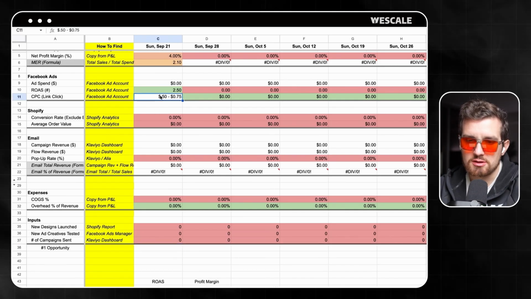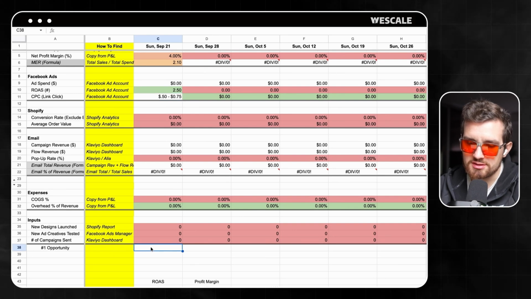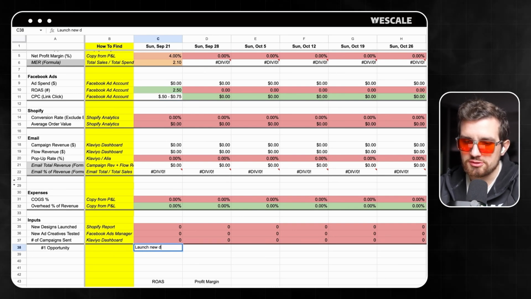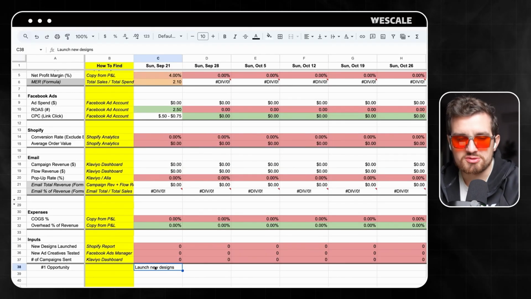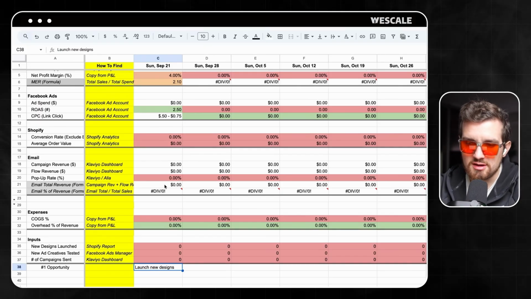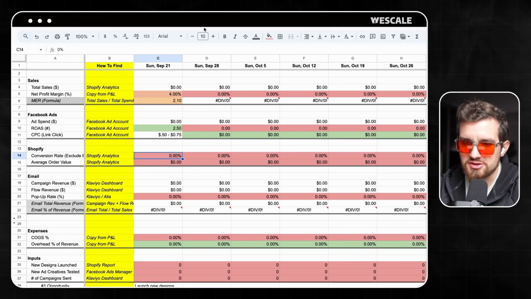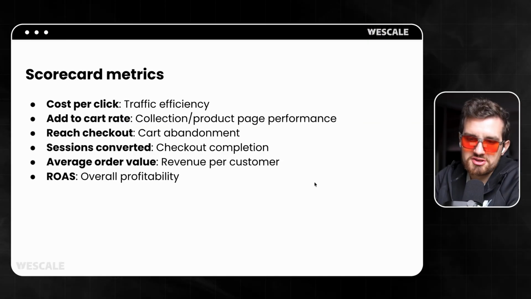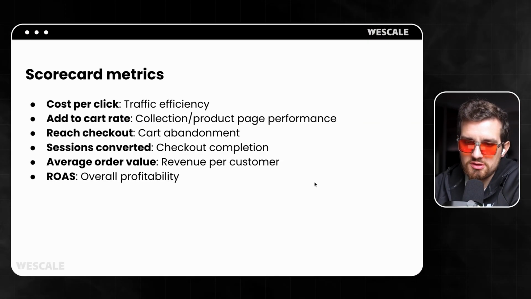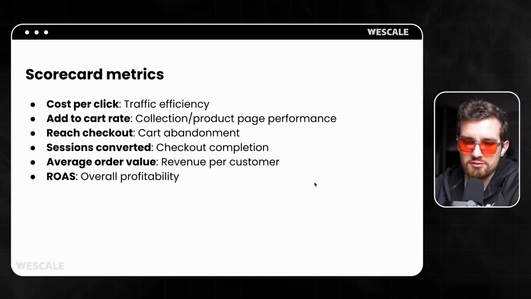So if it's cost per link click that needs to go down, then your number one opportunity is launch new designs. Plot twist, it's almost always launch new designs. That's the answer. Unless it's conversion rate optimization, then sometimes that's just making changes on the site. So here are each of the metrics that we just went through: cost per click, add to cart rate, reach checkout, sessions converted, average order value, and ROAS.